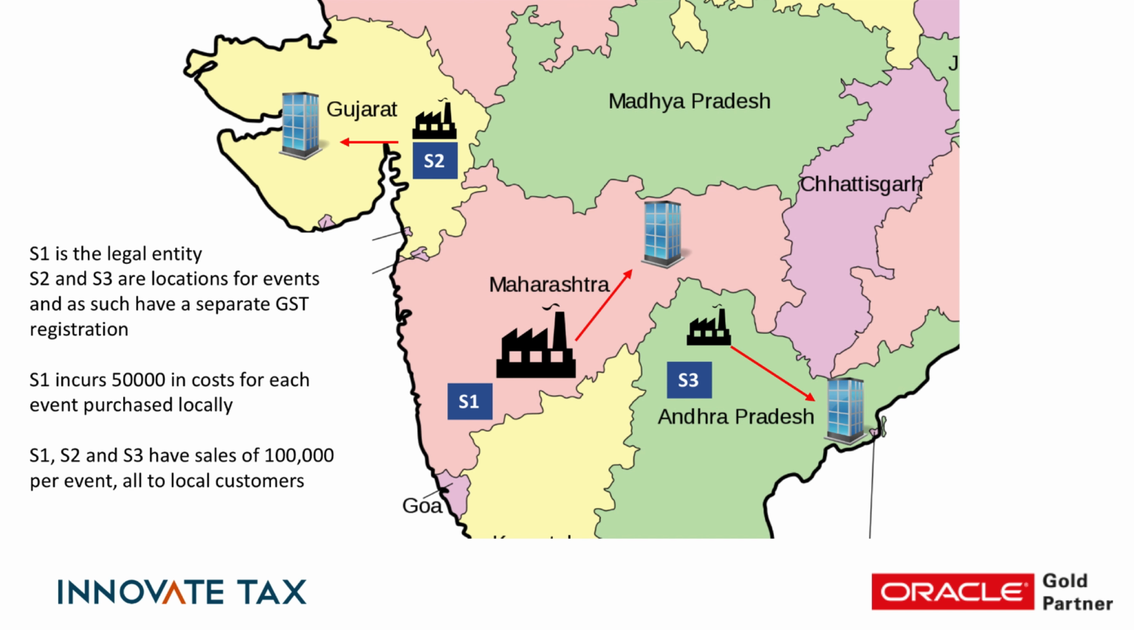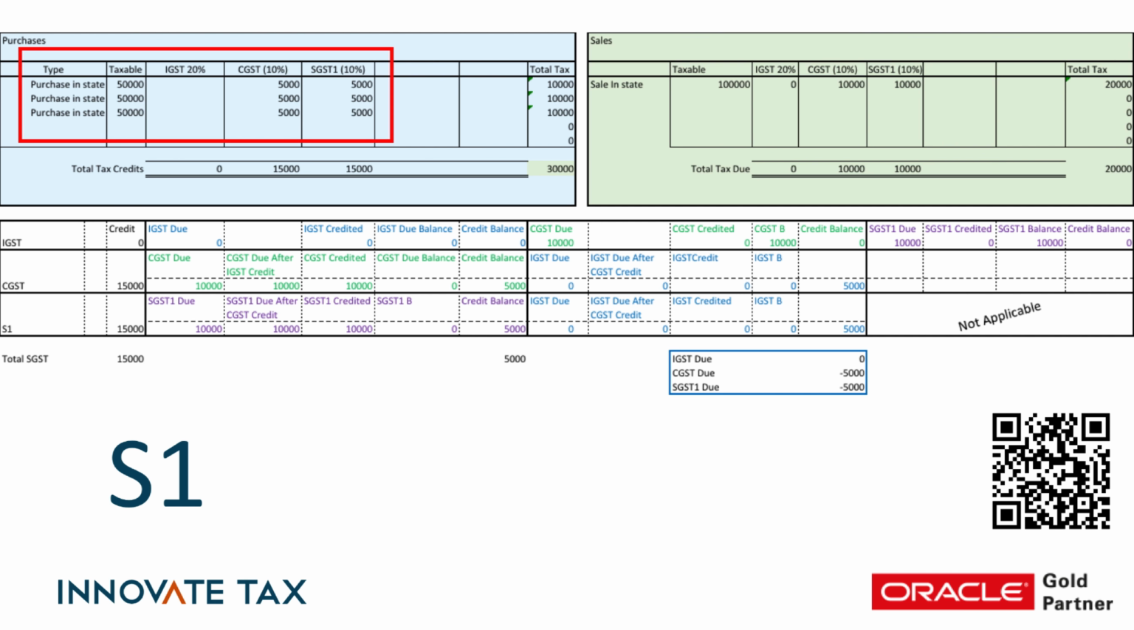But the headquarters, S1, incurs all of those costs, and all the costs are borne locally. And then those events generate 100,000 each. So S1 generates 100,000, S2 generates 100,000, S3 generates 100,000. So now if we put this into the value here, this is S1, you can see that we've got 3 purchases of 5,000. They're all in the single state. So we've got 15,000 for CGST and 15,000 for SGST.